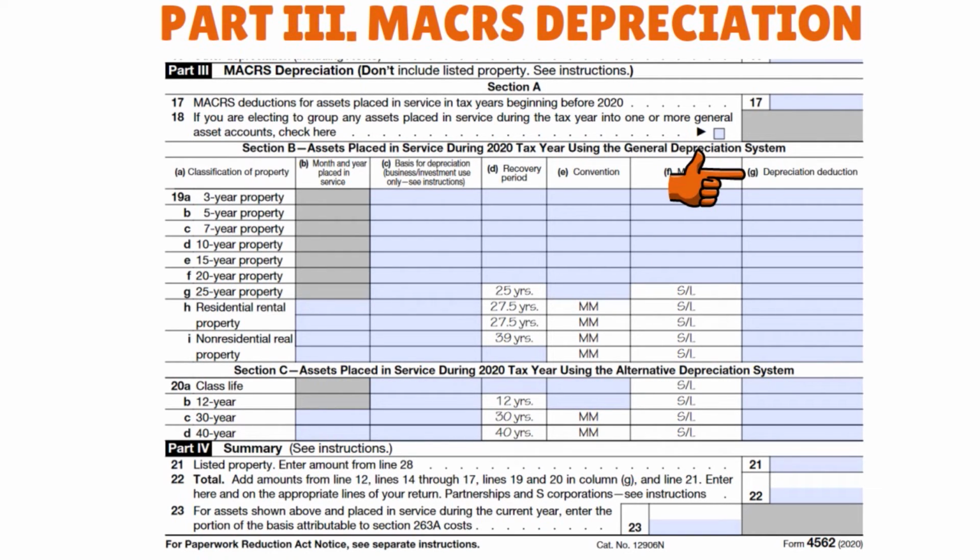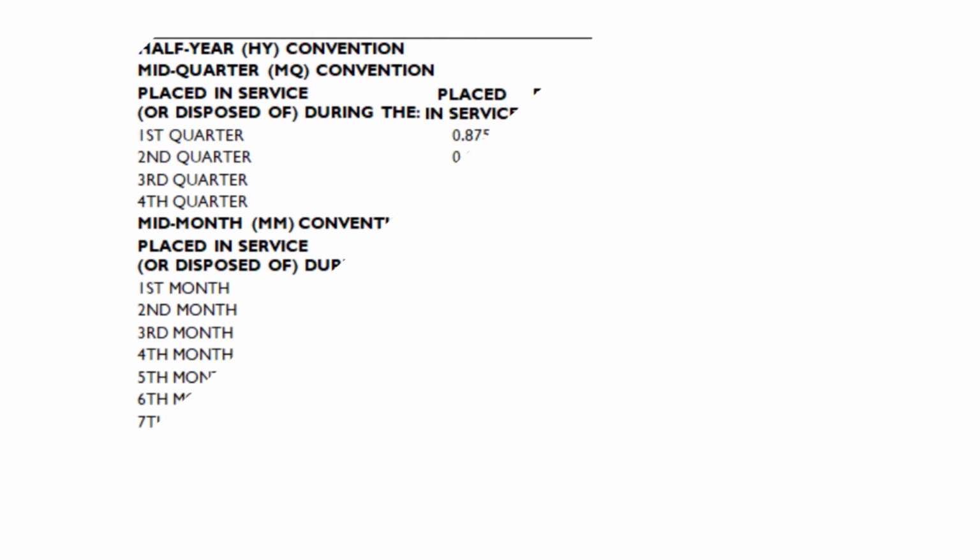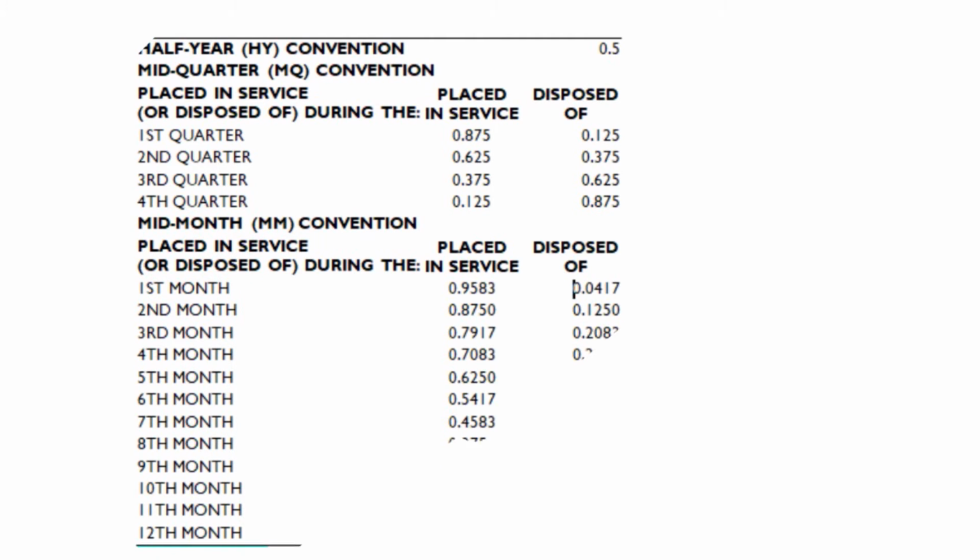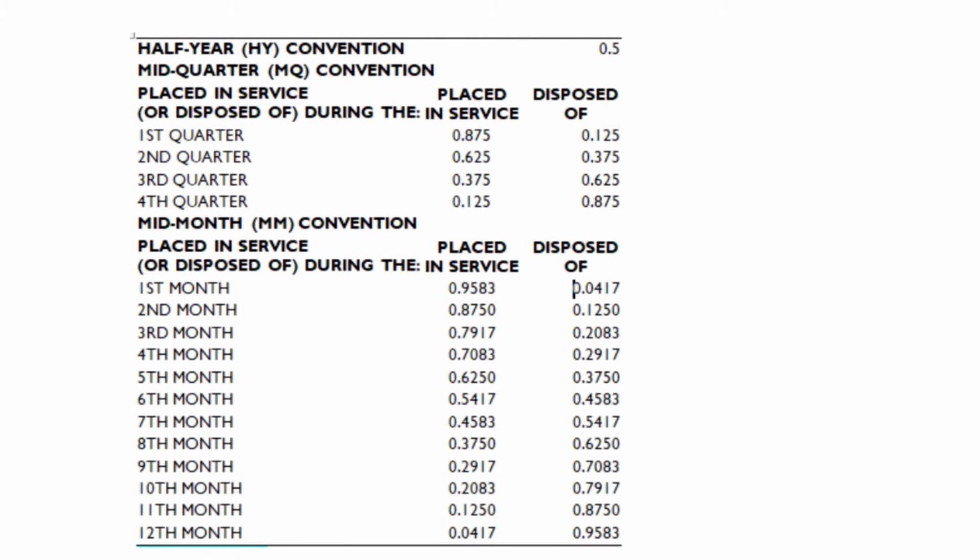And one thing I also want to mention, and this is very important here, is that there's something called a mid-month. So you have the half-year convention, the mid-quarter convention, and the mid-month convention. So half year basically means that you actually can depreciate every 6 months. And mid-quarter, you can actually depreciate.